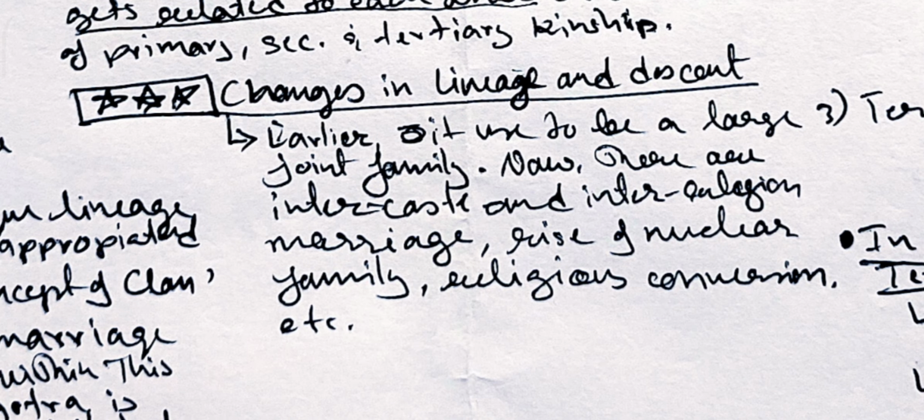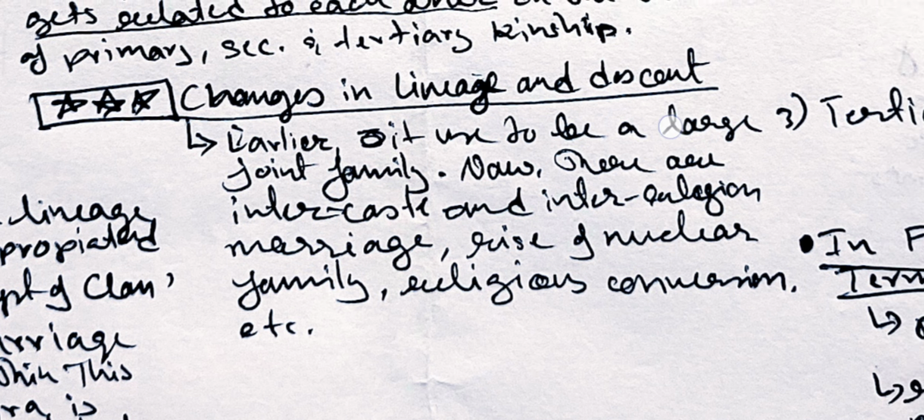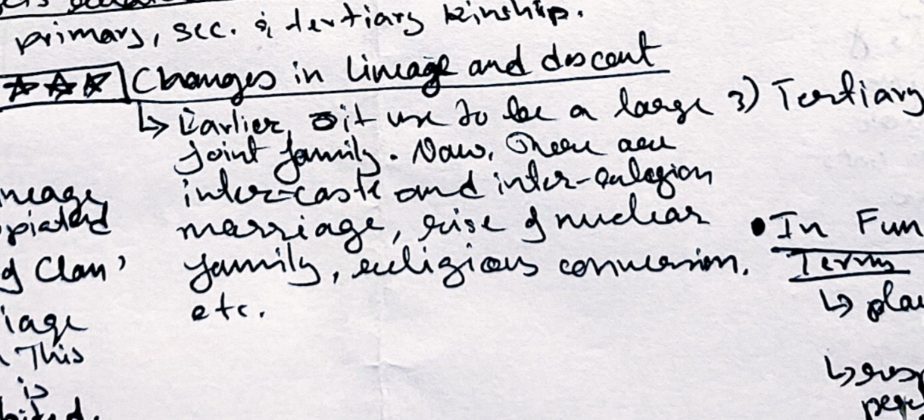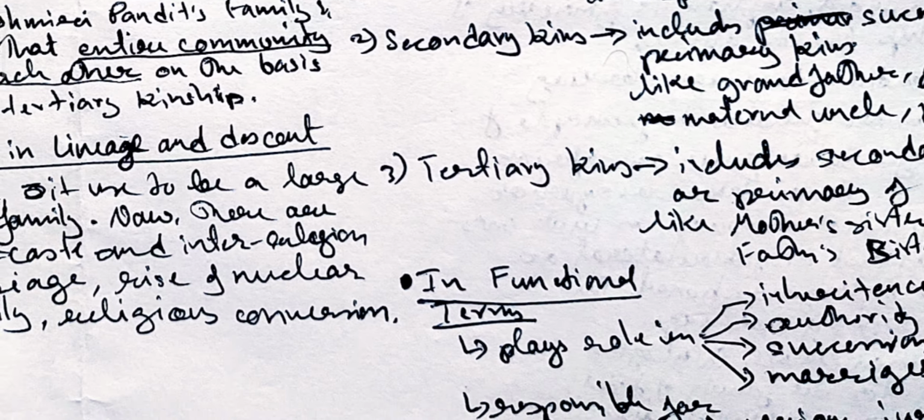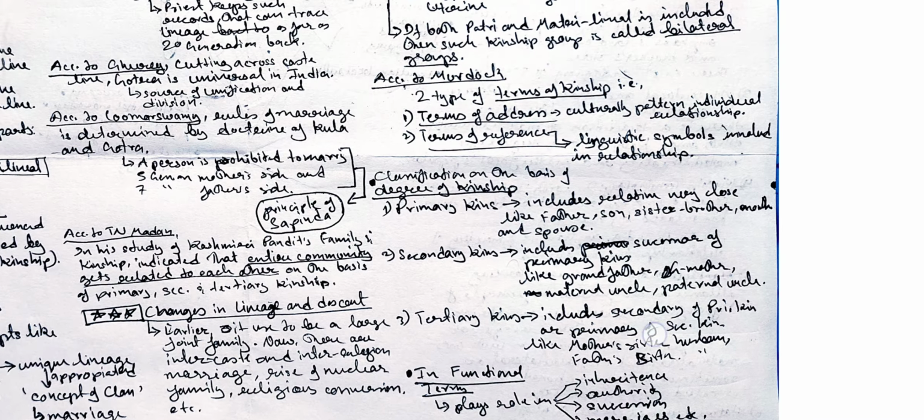The very important thing now is the changes in lineage and descent. Earlier it used to be a large joint family. Now there is intercaste and inter-religion marriage, rise of the nuclear family, religious conversions, etc. These are the changes that we see in the lineage and descent systems in India.